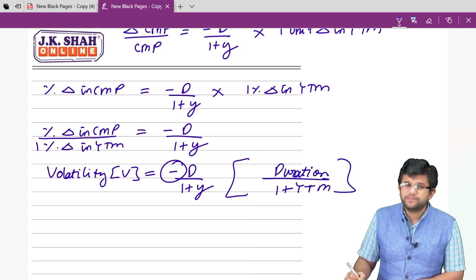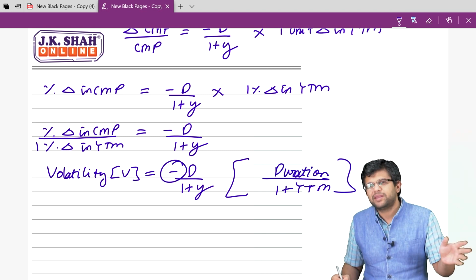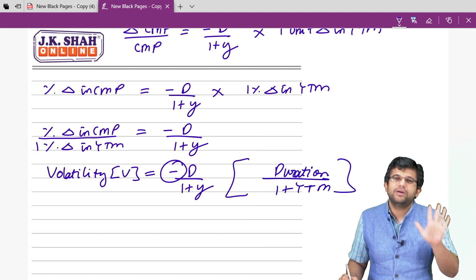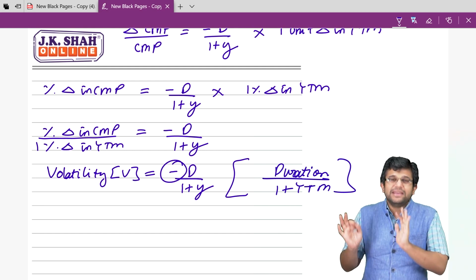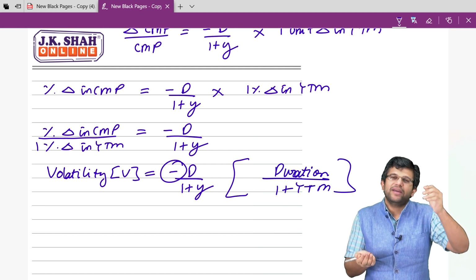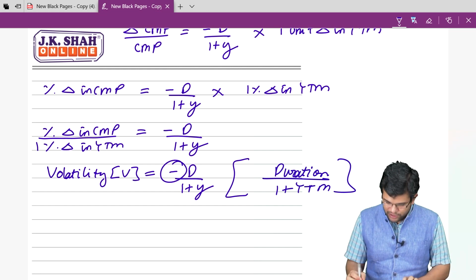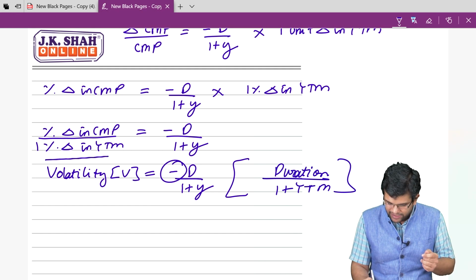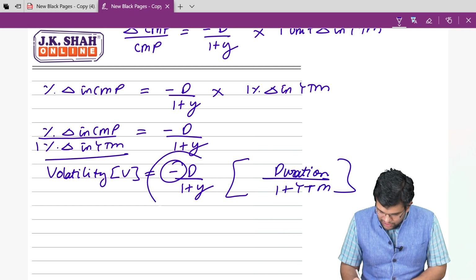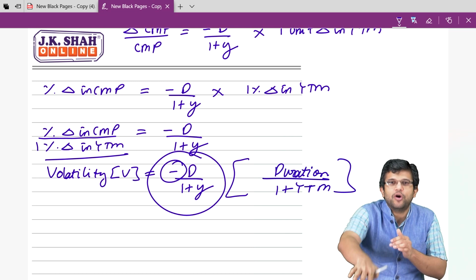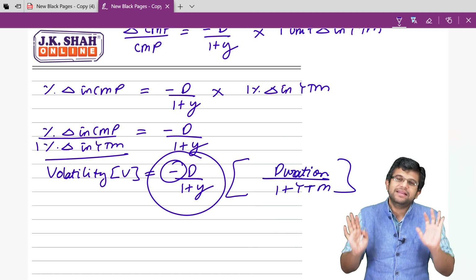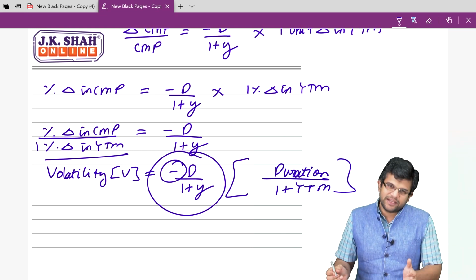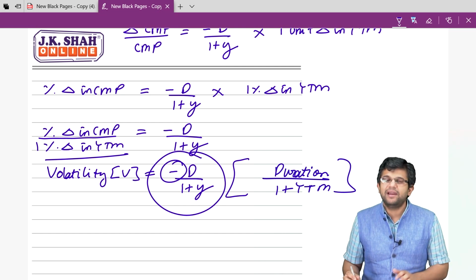Now children, you must be wondering what this minus sign is. Don't worry much about it. The minus sign is all about telling you one thing, that the yield and the CMP have an inverse relationship. That's it. The volatility is negative means what? For every 1% change in YTM, CMP will change by this much percent in the opposite direction. Everybody clear? That's it. So with that, children, I just explained to you the derivation of volatility.